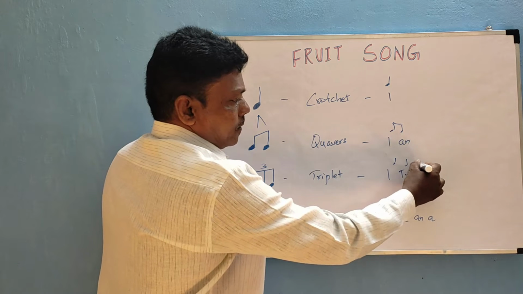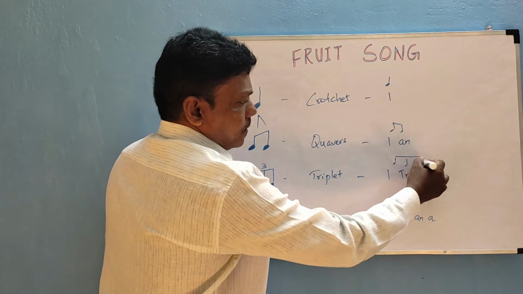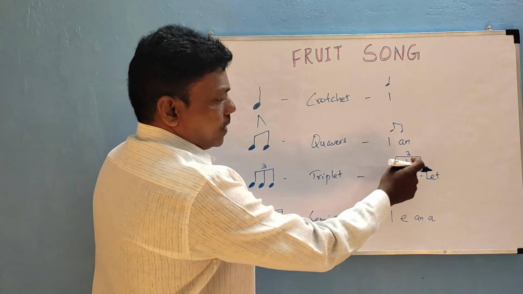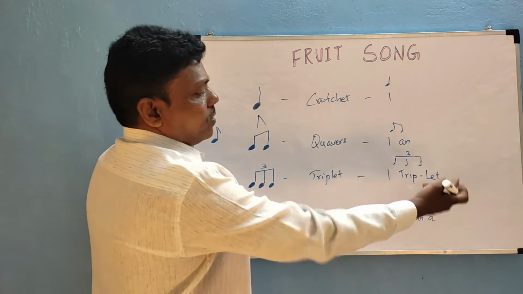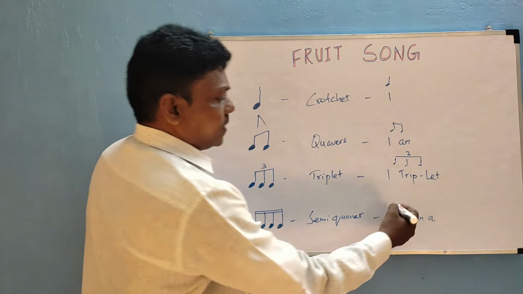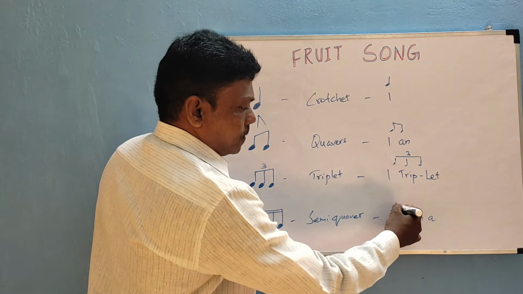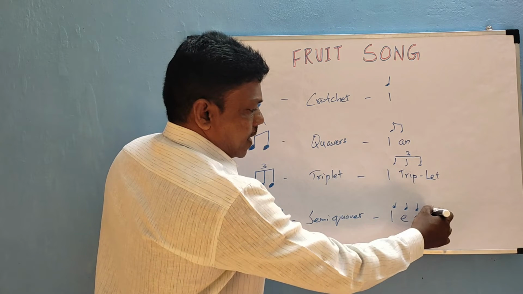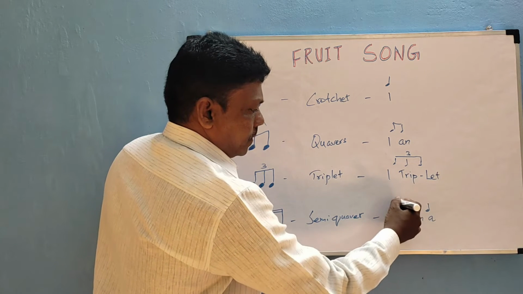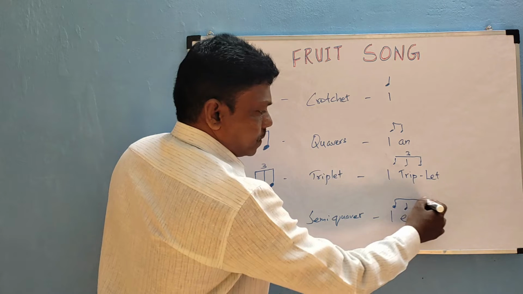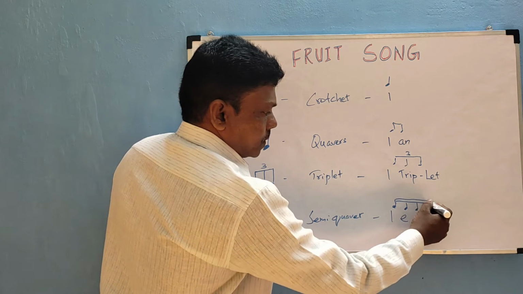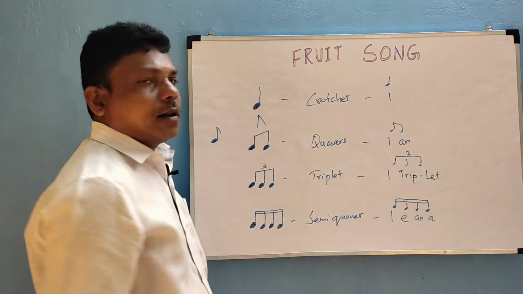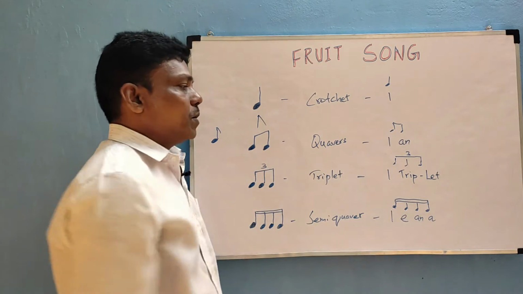Quaver, triplet, 1 triplet, 1 triplet. Within one beat you have to pronounce 1 triplet. Here semiquavers, 1 E and A. So how to pronounce 1 E and A, like that. Within a beat you have to pronounce.